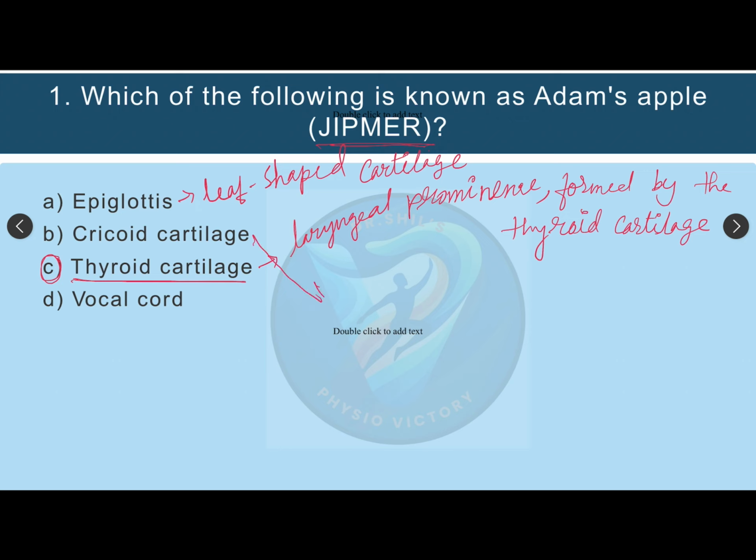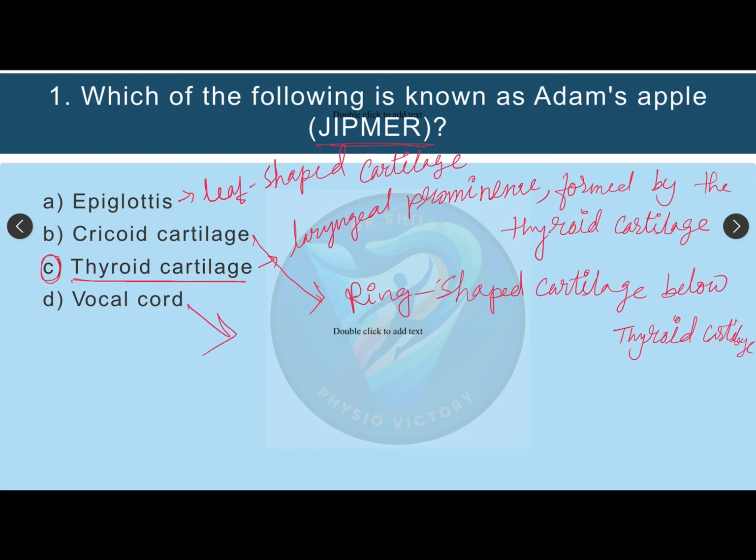Cricoid cartilage is ring-shaped cartilage below thyroid cartilage, and vocal cord is soft tissue structure inside larynx. So it's not a cartilage.